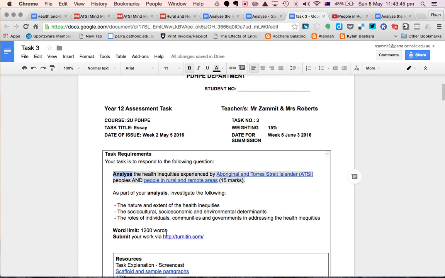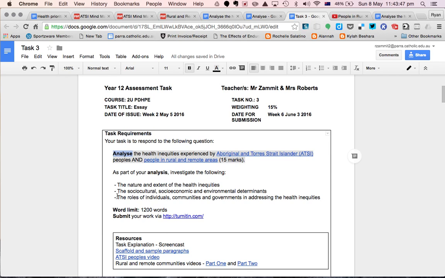So moving on, you can see that there are 3 sections that you need to focus on in the task: the nature and the extent of health inequities, socio-cultural, socio-economic, environmental determinants, the roles of individuals, communities, and governments in addressing the health inequities. So the first part is the nature and the extent of health inequities.